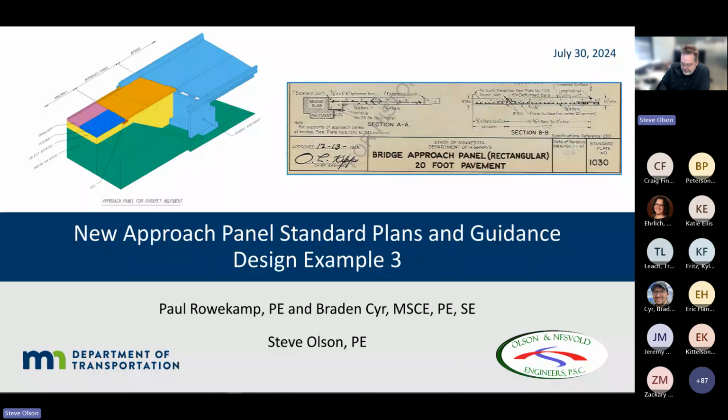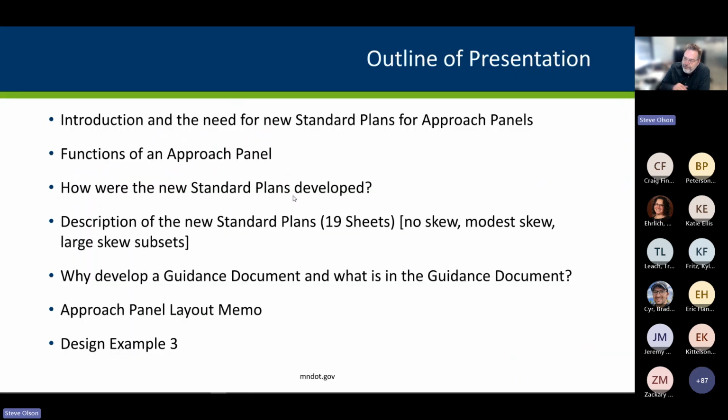So hopefully you can see my screen, and we will just dig into it here right away. I'll go over a little bit of an introduction and the need for the new standard plans. We'll talk about functions of an approach panel, and it seems kind of basic for most bridge engineers, and it is, but there's a lot of interaction and coordination that needs to take place, and so we'll talk about that. We'll spend a minute or two talking about how the new standard plans were developed and where the input was sought. And then we'll step through each of the 19 new standard plan sheets.